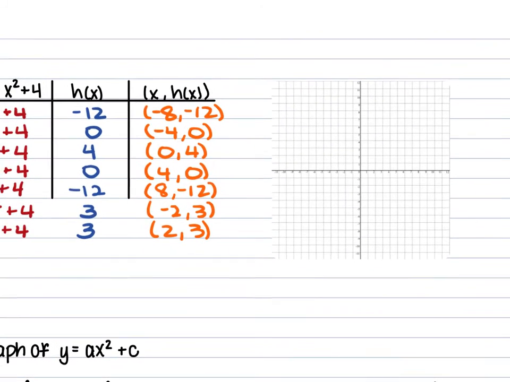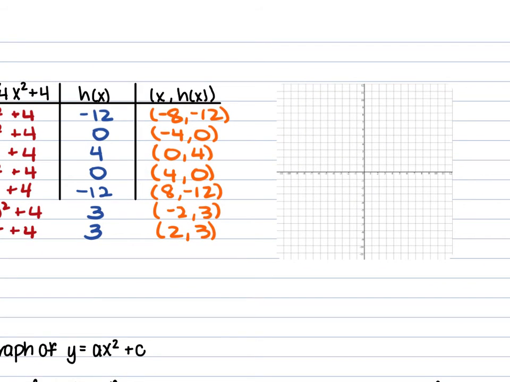So that negative 8, negative 12 is going to be right here. Then we have negative 4, 0, which is here. 0, 4 is here. 4, 0 is here. And 8, negative 12 is here. If we wanted to add in that negative 2, 3 and that positive 2, 3, we would just be here and here. So if I was to draw the line through these ordered pairs, my parabola would look like this.